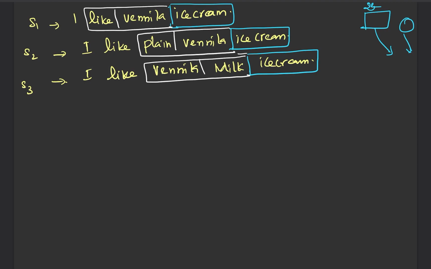First, we will see our features. What are all the words in these sentences? I, like, vanilla, and then plain, here milk.